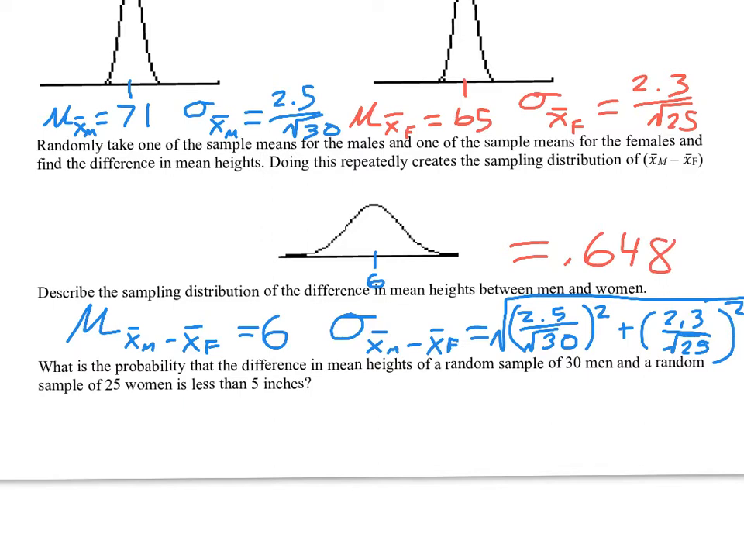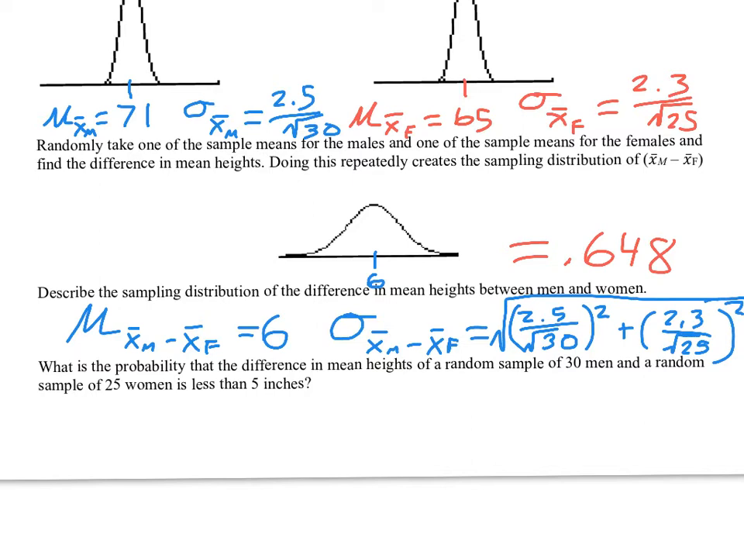When you are describing a sampling distribution, remember you have to go through the SOCS or the CUSS or the SCUMS, whichever acronym you want to use. So we'd have to talk about the center. It would be centered at 6. Unusual features, probably there aren't any because it's symmetric. The spread would be 0.648. We just found that. And the shape looks like it's unimodal and symmetric.